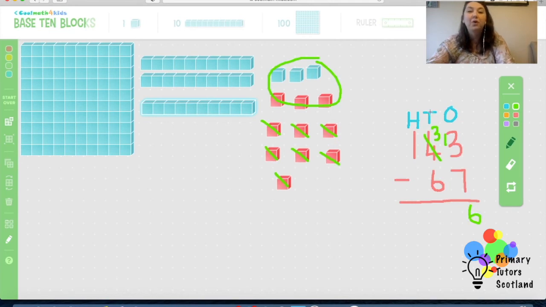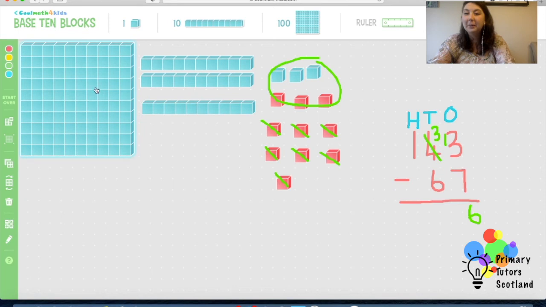Now we need to move to our tens column. So now I don't have 4 anymore, I have 3. So it's 3 take away 6. Alright, 3 take away 6. 1, 2, 3. I ran out of numbers to take away 4, 5 and 6. So we can't do that. We need to regroup our 100 so that we have enough numbers. So this is what I'm going to do.